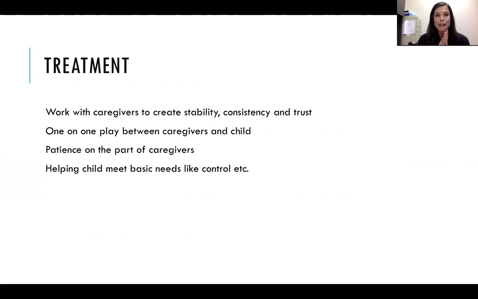So how are we going to help? The earlier the better. Working with caregivers to create stability, consistency, and trust. Teaching them how to meet basic needs if they don't understand how to do so. One-on-one play between the caregivers and child, like teaching patience and maybe controlling expectations on the part of the caregivers, particularly if a child's been in maybe a home where they were neglected and then they're with a foster parent or another caregiver. You want to help them understand kind of what's going on and how to manage their expectations. And you would want to help the child meet basic needs like control, etc.